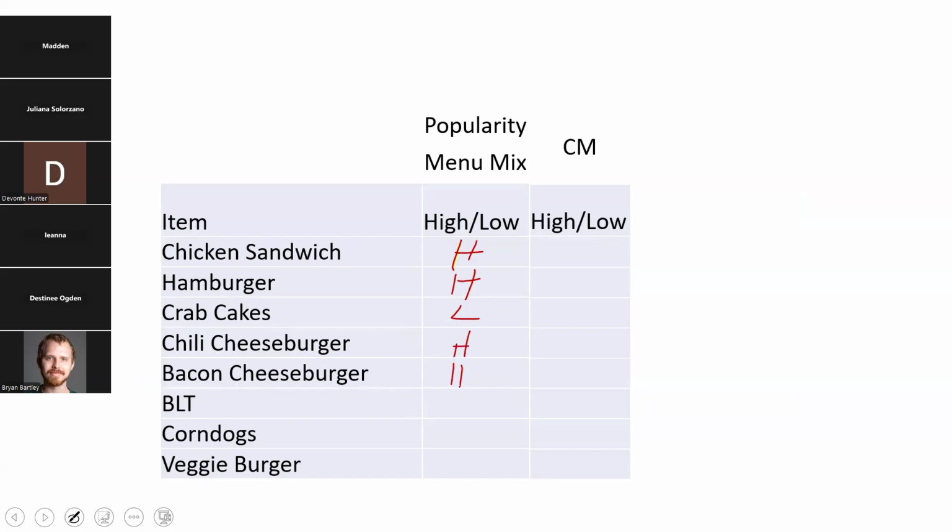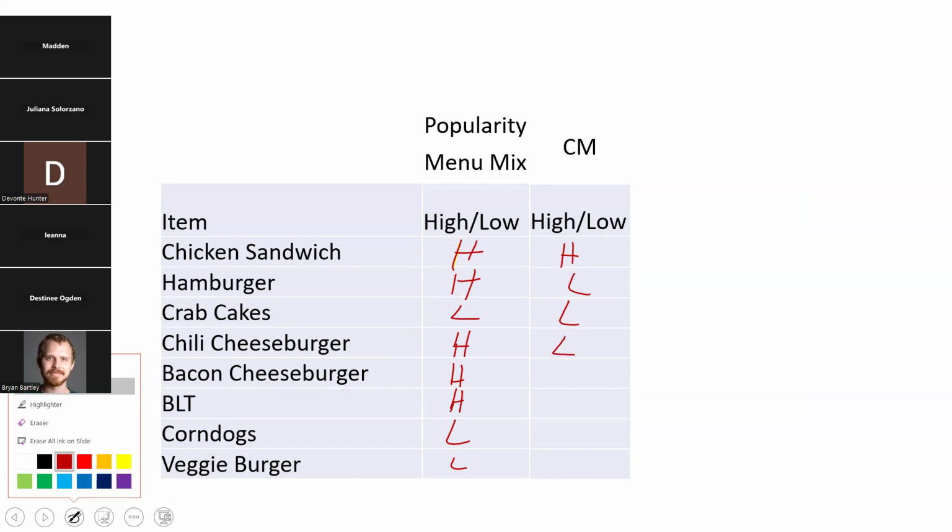High. Low, low. Okay. And then we've got high, low, low, low. High, low, low, high, high, low.